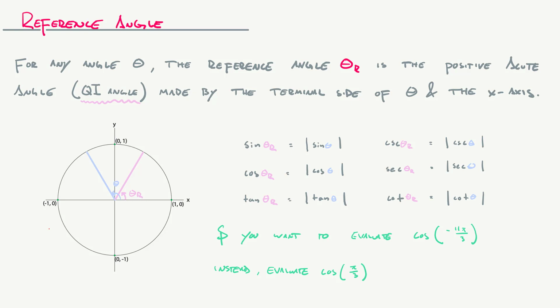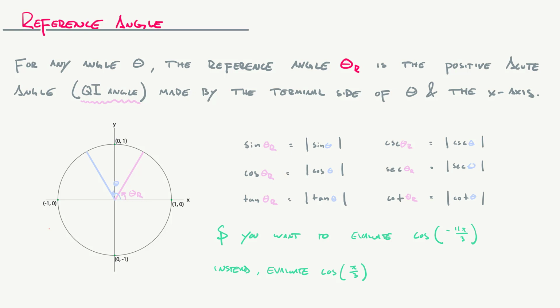I don't know, 113 pi over 4. The reference angle is pi over 4, right? Negative 2,331 pi over 3. I don't know if that simplifies. Let's pretend that it does not. The reference angle is just pi over 3, right?